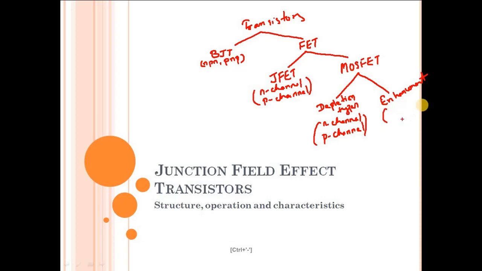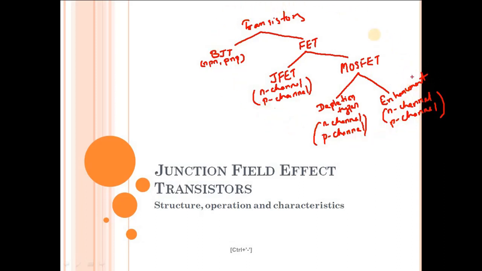And so goes with the enhancement type MOSFET also. So enhancement type MOSFET may be also either a N-channel or a P-channel. That means an enhancement type MOSFET may be either a N-channel enhancement type MOSFET or a P-channel enhancement type MOSFET. So this is the complete family of transistors in a broad manner.